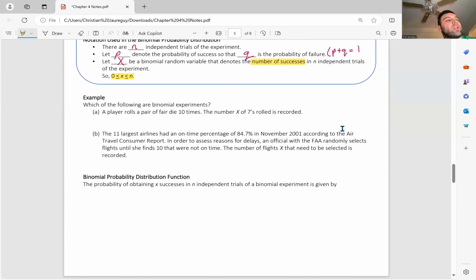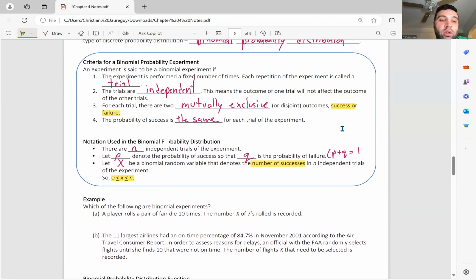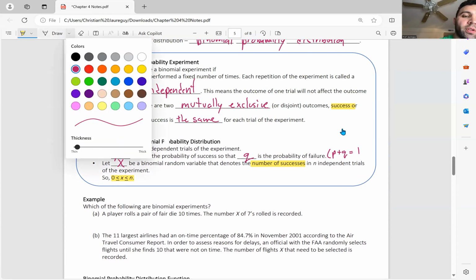So let's look at them. Some of the examples we're going to do is just kind of yes or no, true or false. Is this binomial or is this not? And let's talk about why. A player rolls a pair of fair dice 10 times. The number X of sevens is recorded. Okay, so we look through our bullet points, 1 through 4. The experiment is performed a fixed number of times. Yeah, we know how many times it's going to go. It's 10 times. Sweet, no problem.